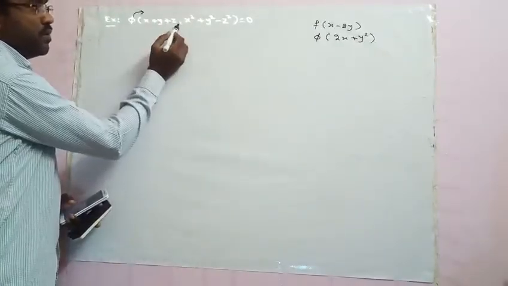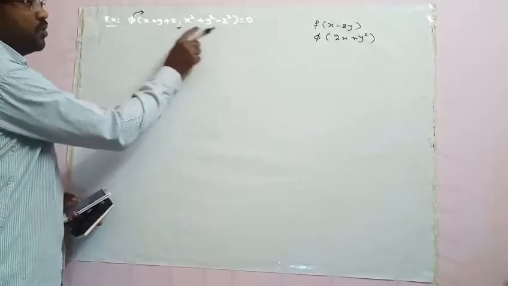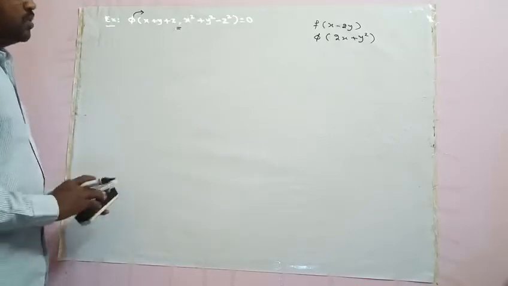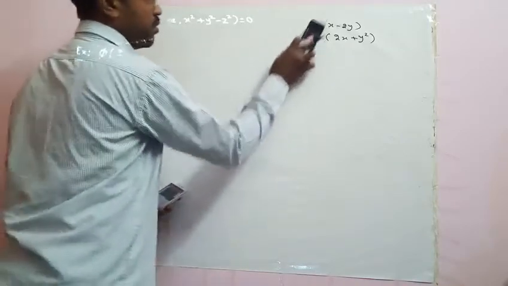Here we have a comma in between two terms. Now let us see how we differentiate such functions.